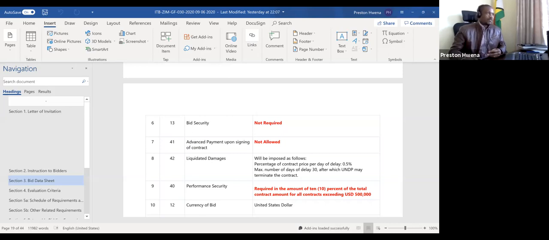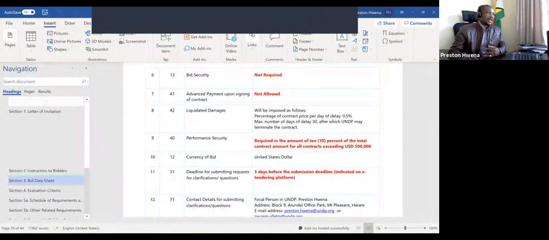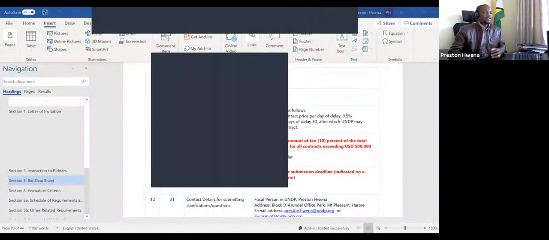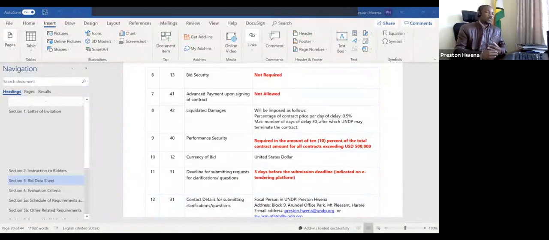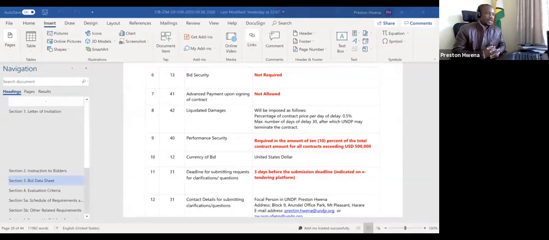In terms of performance security, this is normally required for all the contracts above 500,000. So possibly if you are a successful bidder in this tender and your bid is over 500,000 US dollars, then we may require 10% of the total contract value as performance security. This will be discussed in the format highlighted in the document.